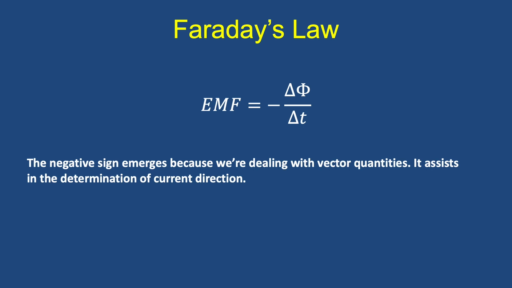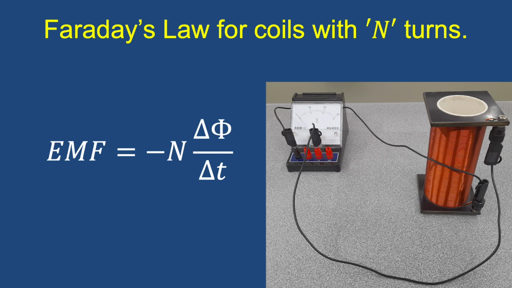What that negative sign does for us in year 12 is it is an introduction, or a warning, about something called Lenz's law. The negative sign emerges because we're dealing with vector quantities. It assists in the determination of current direction, which is covered later on. EMF across a coil of n number of turns, therefore, is equal to negative n delta phi on delta t, Faraday's law.